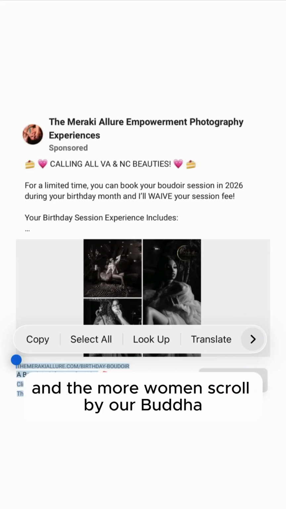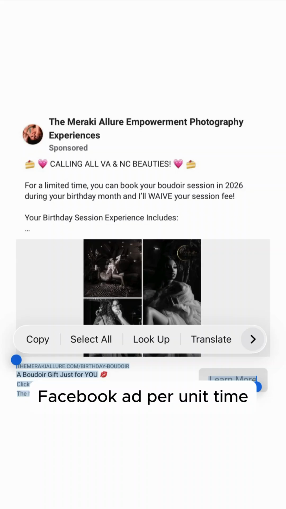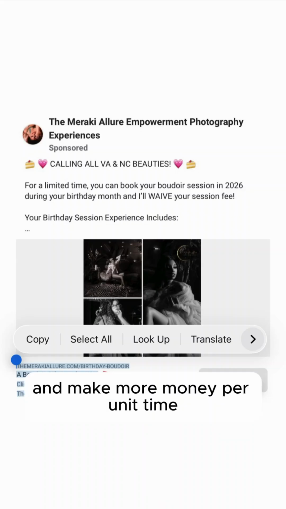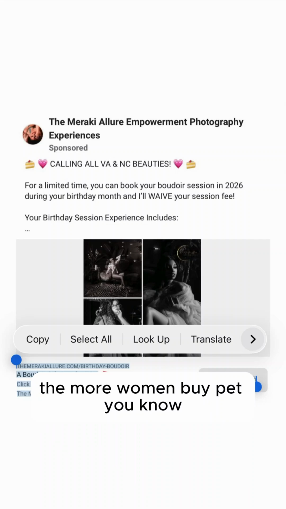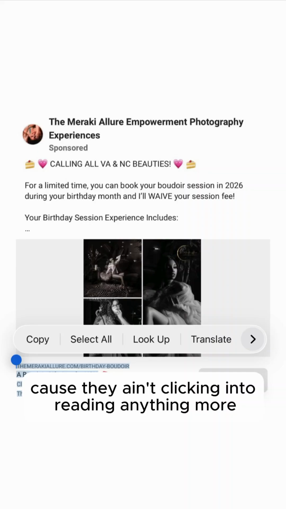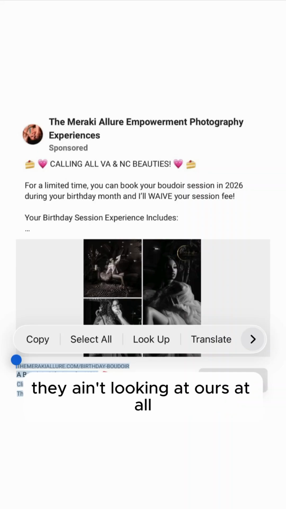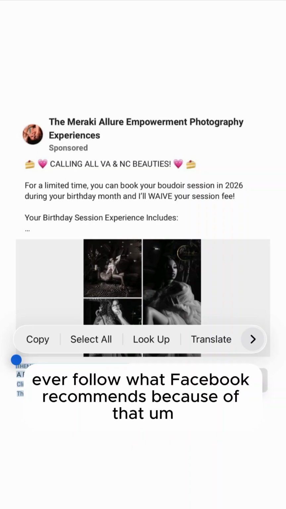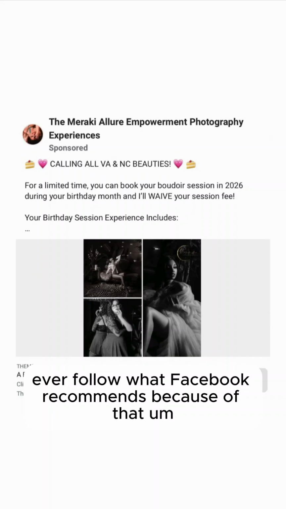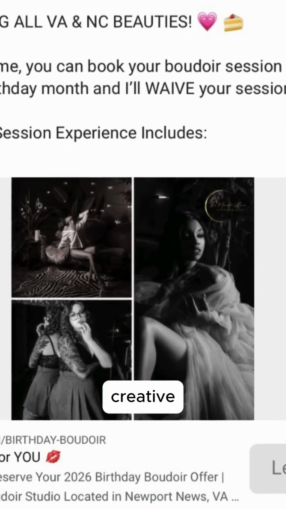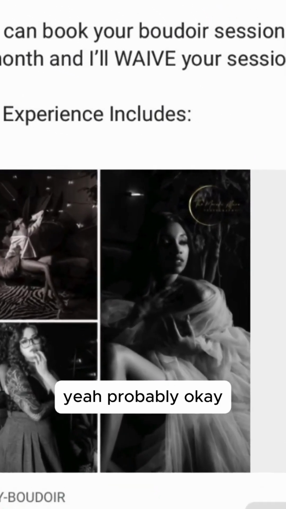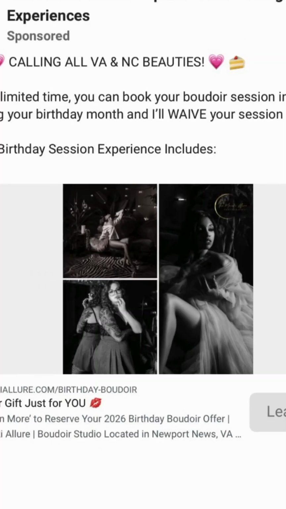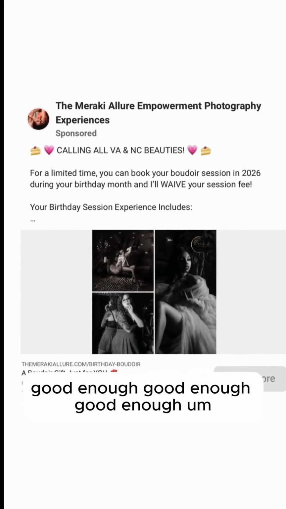And more women scrolling by our Boudoir Facebook ad per unit time means Meta can serve more ads per unit time and make more money per unit time. The more women just scroll by our ad because they ain't clicking into reading anything more. They ain't looking at ours at all. So we never ever follow what Facebook recommends because of that. Creative. Yeah, probably okay. I mean, we got a little bit up here. Nah. Creative, yeah, good enough.